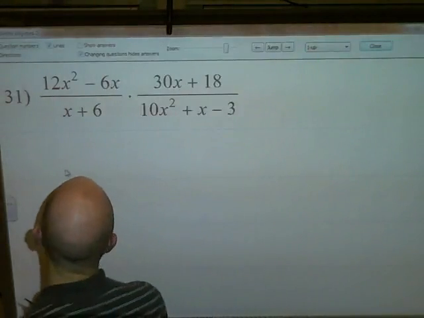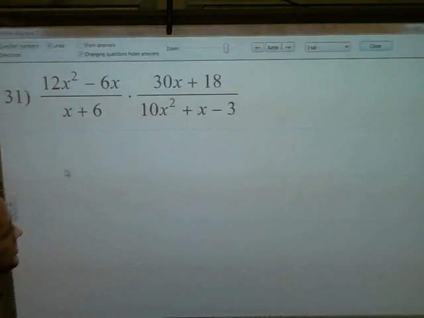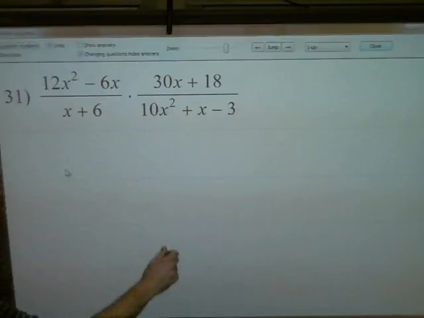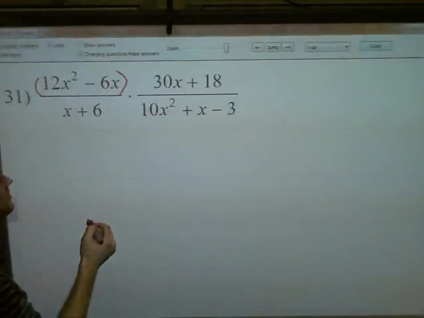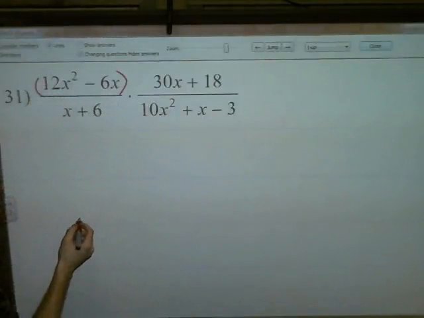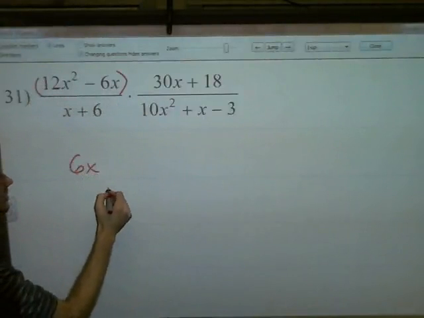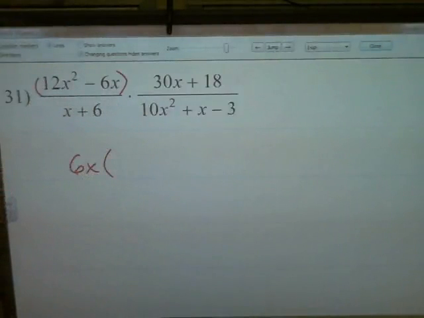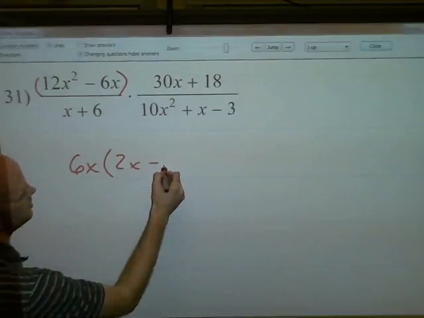Today we're talking about factoring rational expressions, and we're going to multiply these two things together. So first what we're going to do is factor each set of parentheses here. And so we're going to look at the top of this, and we're going to pull out a 6x that is in common, and that is going to leave me with a 2x minus 1.